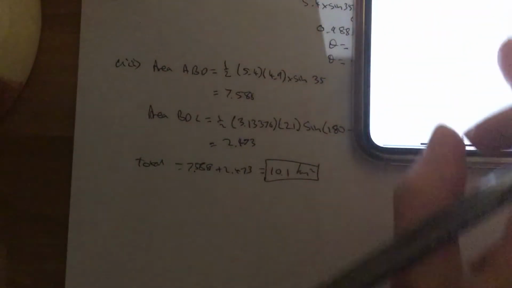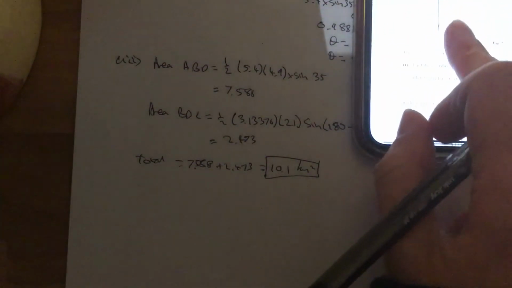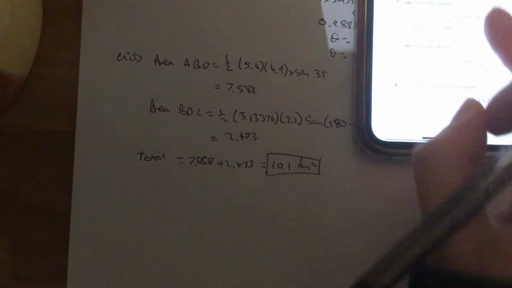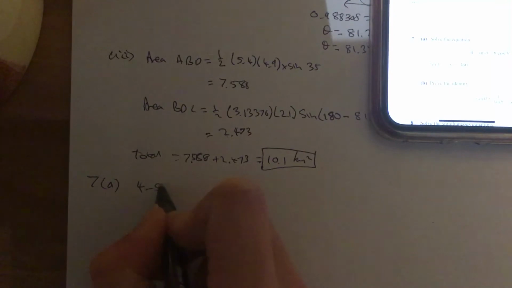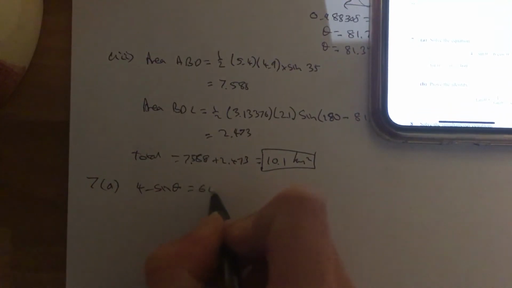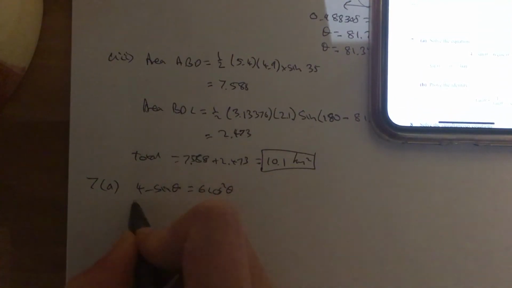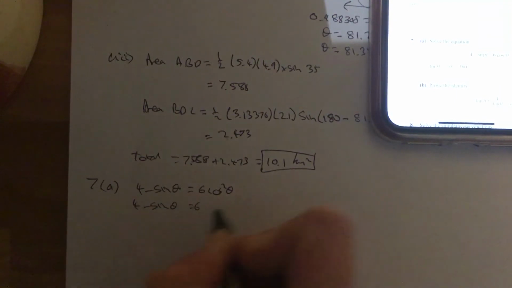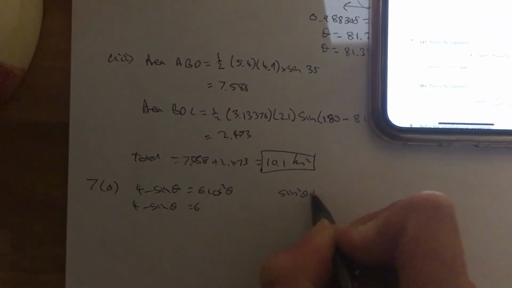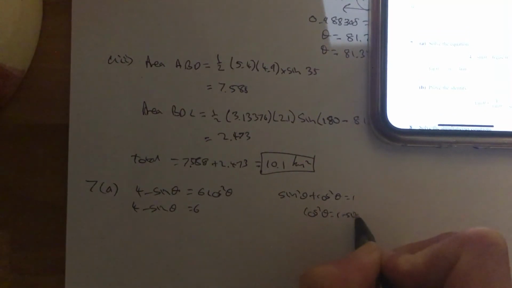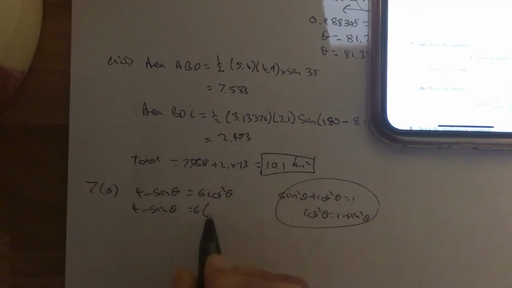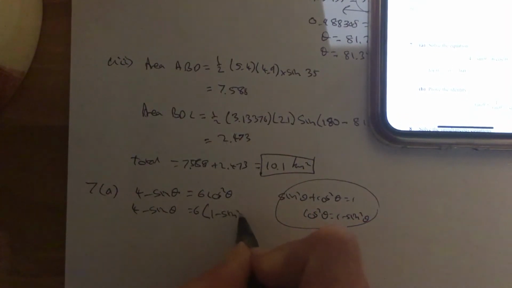We also have to do from this paper question 7. If I scroll down to get question 7, it's solve this equation. Otherwise, it's quite hard to see there. So 7a, you have 4 minus sine theta equals 6 cos squared theta. They're not the same words, so I'm going to rewrite cos squared using sine squared plus cos squared equals 1. So cos squared is 1 minus sine squared. So it's 6 instead of cos squared, but 1 minus sine squared.